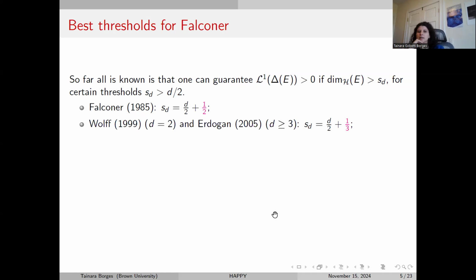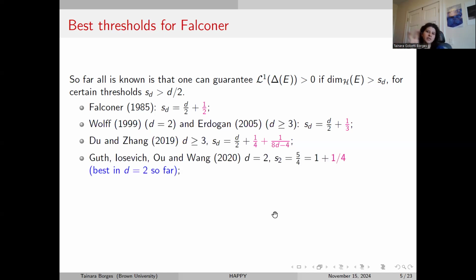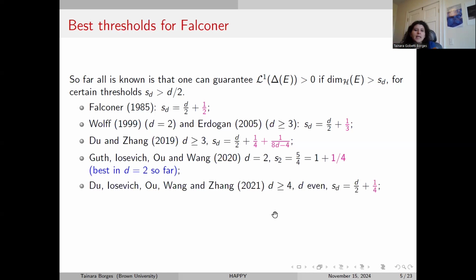So in '99, Wolff, and then in 2005, Erdogan, they dropped the 1/2 to 1/3. Then Guth, Iosevich, Ou, and Wang in 2019 dropped that to 1/4 plus 1 over 4d. So pay attention to the magenta numbers. You see them dropping. Then after that, in dimension 2, Guth, Iosevich, Ou, and Wang showed that it's enough to ask for dimension larger than 1 plus a quarter.